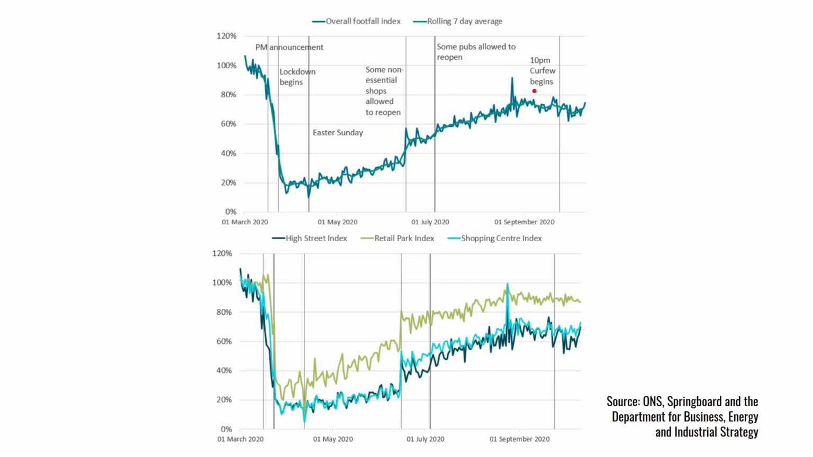But since we've had this 10 p.m. curfew on pubs, it has fallen off slightly. They also break it down into 3 sub-indices: a high street index, but also retail parks and shopping centres. And it's encouraging to see that the retail park index, at least, is almost at levels that we saw before lockdown. That's certainly good news for the UK retail industry.